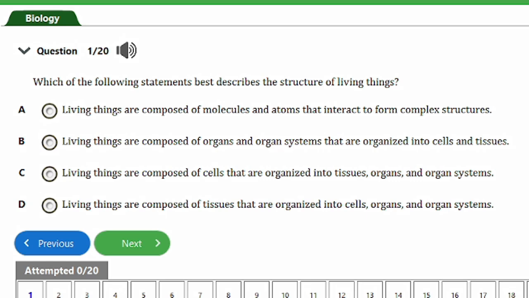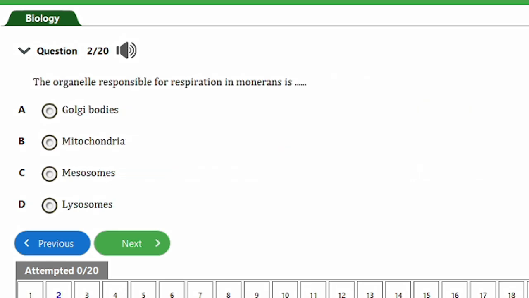So guys, the correct answer to this question is option C. Living things are composed of cells that are organized into tissues, organs, and organ systems. So out of all the options we have here, guys, the correct answer that best defines living things is option C. So let's quickly look at the next question, guys, and that's question number 2.